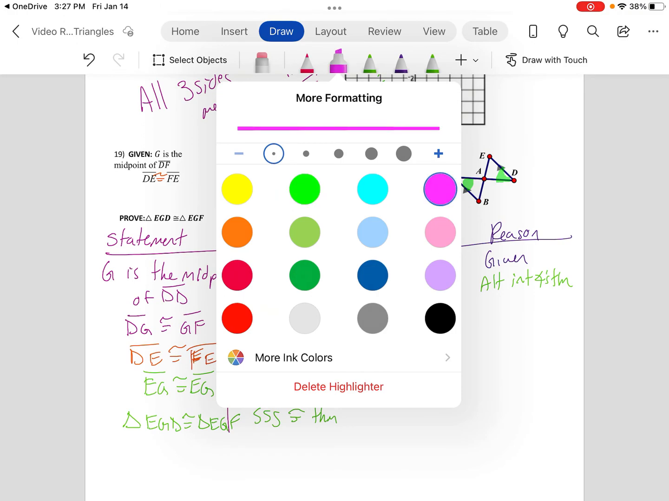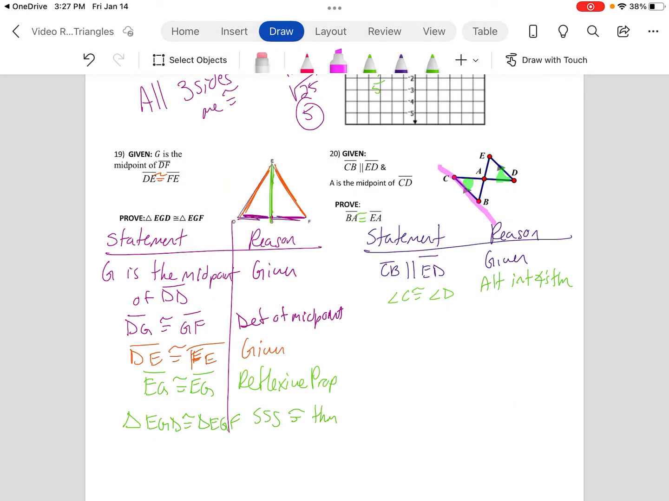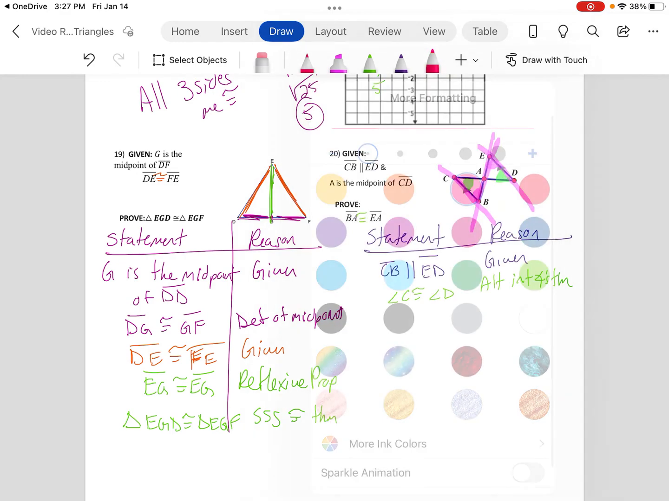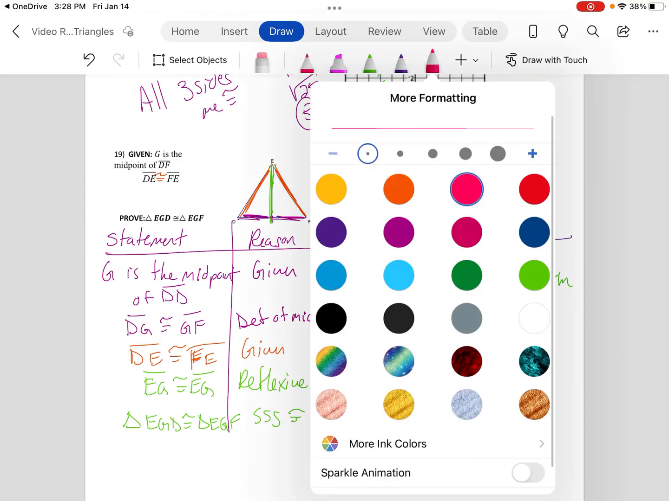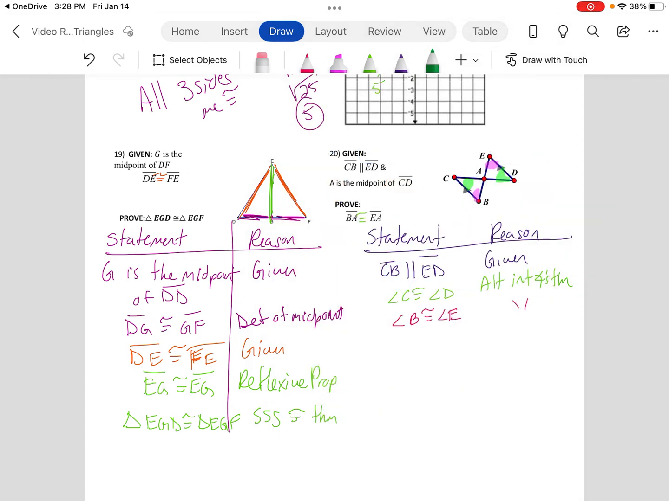I also know, well, CB and ED, those are parallel to each other. I also know this is a transversal. And so I also know this angle and this angle are congruent. So I know angle B is congruent to angle E also by alternate interior angles theorem. And there's a couple different ways to do this, but this is the way that I prefer. So I'm done with that.